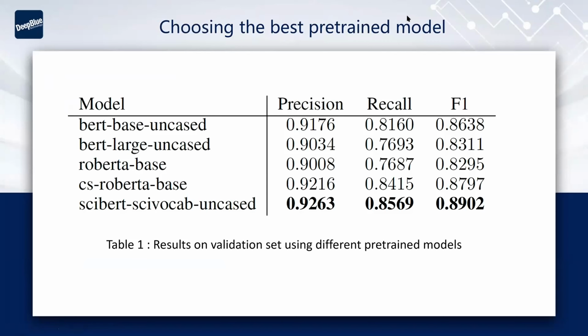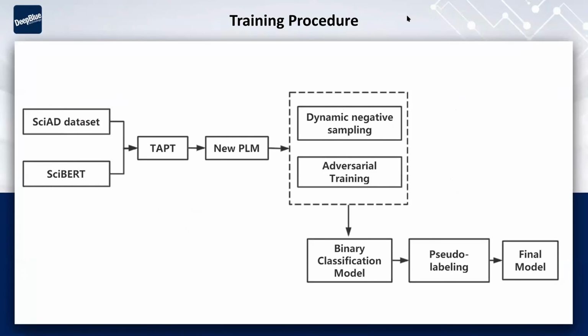In order to choose the best pre-trained model for this task, we test different models including BERT-base, BERT-large, RoBERTa-base, CS RoBERTa, and SciBERT. As the results show, SciBERT performs best, maybe because most of our corpus is from English papers. So we choose it as our base model, and the whole training procedure is shown on the screen.